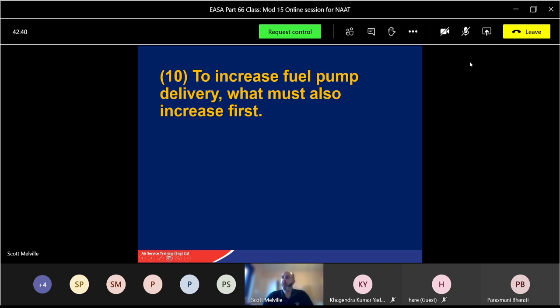Okay, number 10, to increase fuel pump delivery, what must also increase first? Servo pressure. Servo pressure, yeah. Good. So servo pressure increases, it's going to move the piston along, increase the cam plate angle. That increases more fuel pulled in to push more fuel out. Good. So easy thing to remember, if servo pressure increases, delivery pump output increases. If servo pressure decreases, delivery pump output also decreases. So there we go.